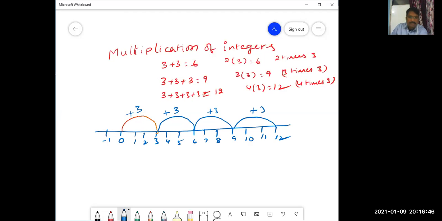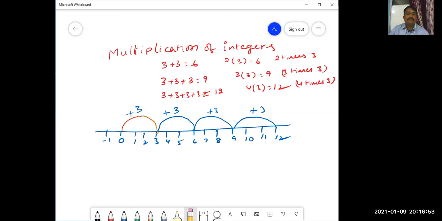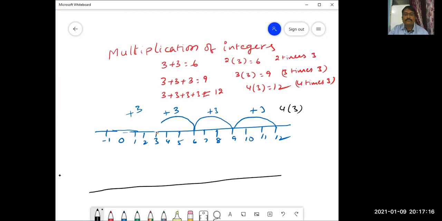4 into minus 3. 4 into minus 3. I am going to take the rubber. Okay. Now I'm going to clear this. So next, second. This is 4 into minus 3.